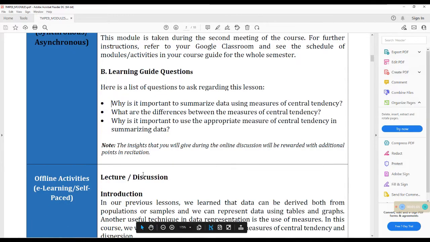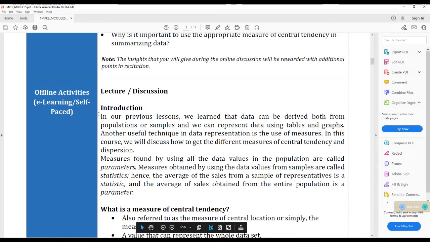Okay, so let's start with our introduction. In our previous lessons, we learned that data can be derived both from populations or samples. And we can represent data using tables and graphs. Ito yung mga diniscuss natin na FDT, RFDT, histogram, bar charts, and pie charts.